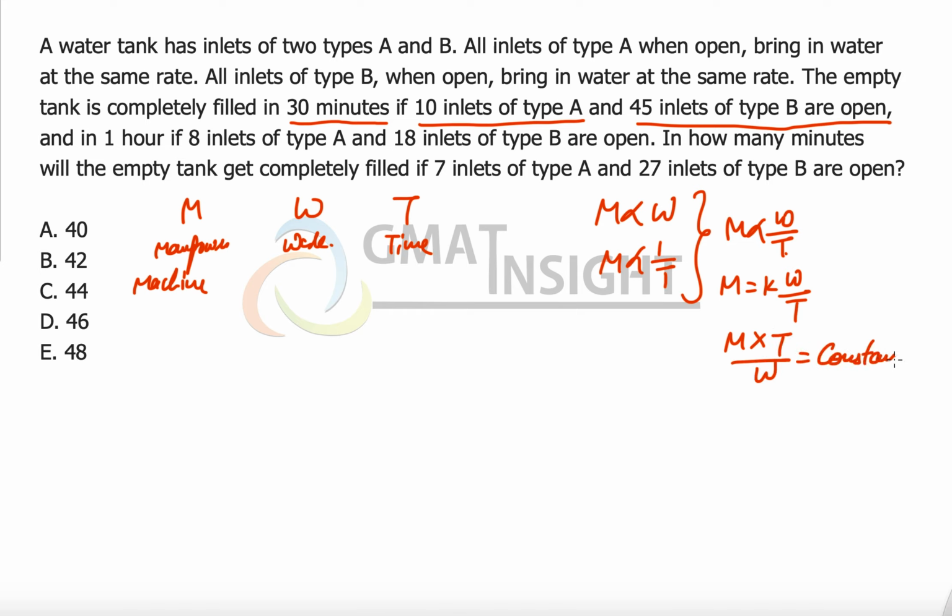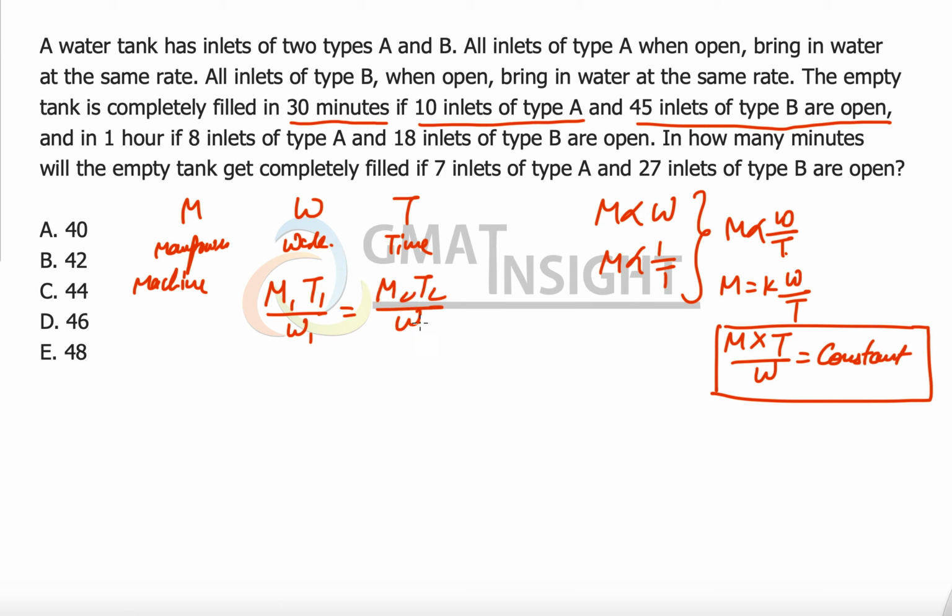if we have more than one scenario. So here, how I'm going to apply this is, in the first scenario I'm going to use manpower into time over work, and I'm going to equate it with the similar relationship in the second scenario, that means M2 T2 over W2. Okay, let's quickly use it here.